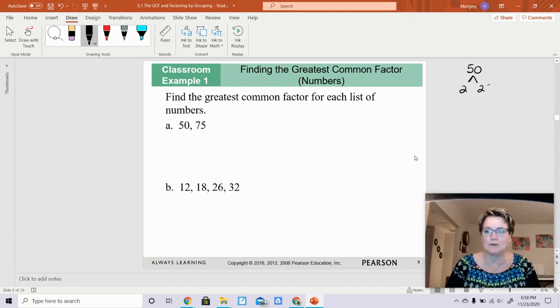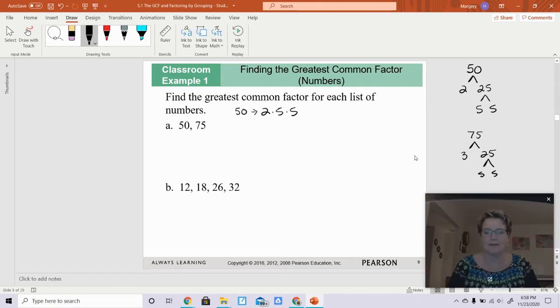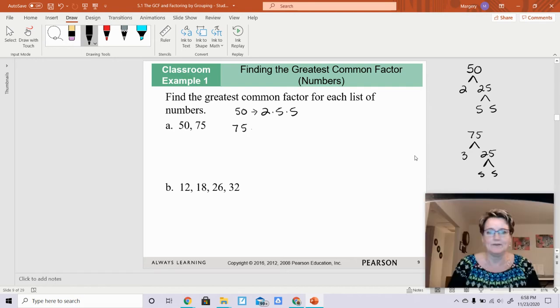I know 2 times 25 is 50. And then I know 5 times 5 is 25. So for the number 50, there is 2 times 5 times 5. Now for the number 75, I know that's 3 and 25, and then that's 5 times 5. So then 75 will be 3 times 5 times 5.